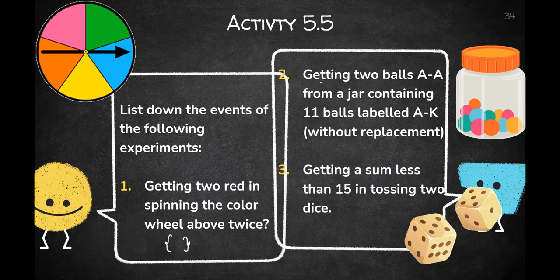Okay? Number two, getting two balls, AA, from a jar containing 11 balls labeled A to K without replacement. So, hindi pwedeng ibalik yung bola. So, here, is it possible to get AA? Pag nakuha mo na si A, makukuha mo ba ulit si A? Imposible na, no? Kasi bawal nang ibalik yung bola. Wala nang matitirang A dun sa jar.